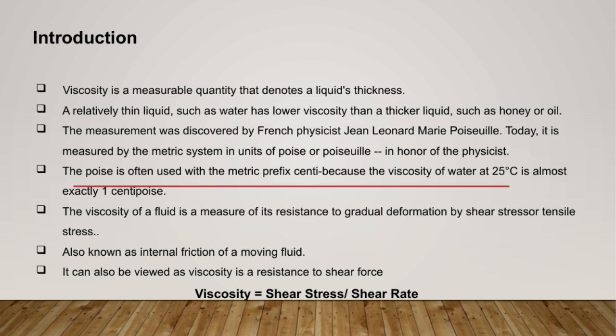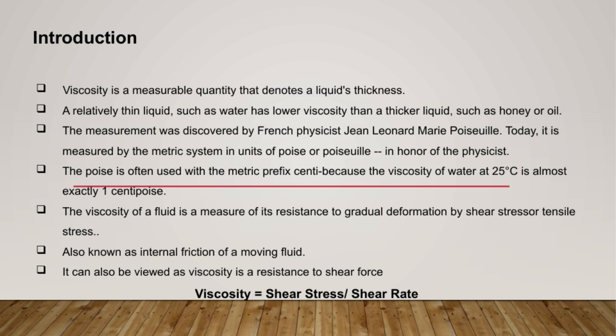Today, we measure viscosity using the metric system, and the units are called poise or Poiseuille, named after him. Usually, we see viscosity expressed in centipoise, especially because the viscosity of water at 25 degrees Celsius is nearly exactly 1 centipoise. Viscosity also reflects how a fluid resists deformation, whether it's shear stress or tensile stress. In simpler terms, it's the internal friction within the fluid that makes it resist change in shape or flow. You can think of it as the fluid's resistance to shear forces.